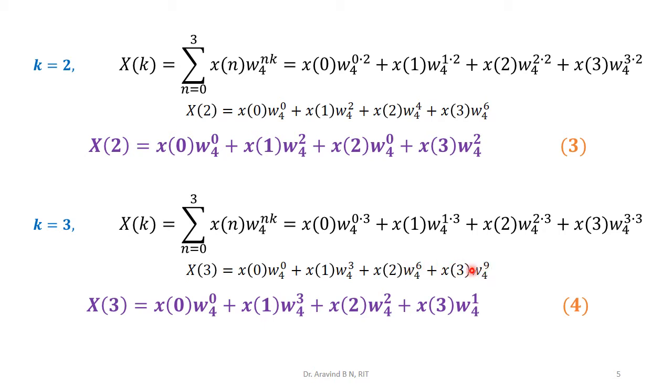So 6 and 9 are outside the range, therefore we must bring them back within the range of 0 to 3. Then this omega 4 power 9 will become omega 4 power 1. Omega 4 power 6 will become omega 4 power 2, and this omega 4 power 3 will remain as it is. Omega 4 power 0 remains as it is. For more details about this conversion, how we got from omega 4 power 9 to omega 4 power 1, you can just refer to my previous lecture.